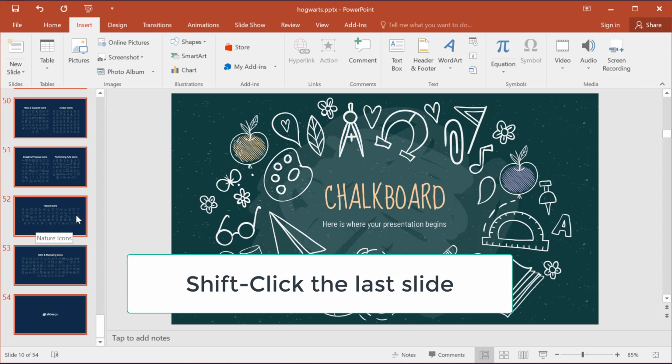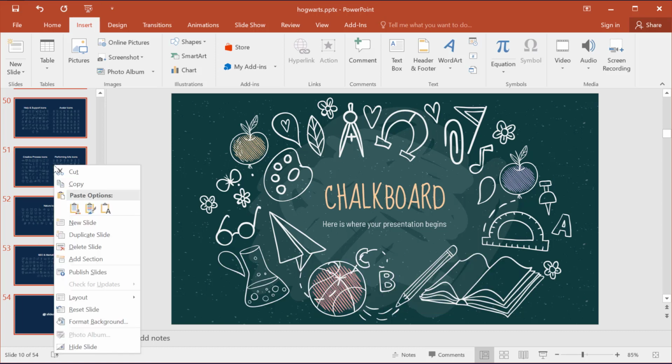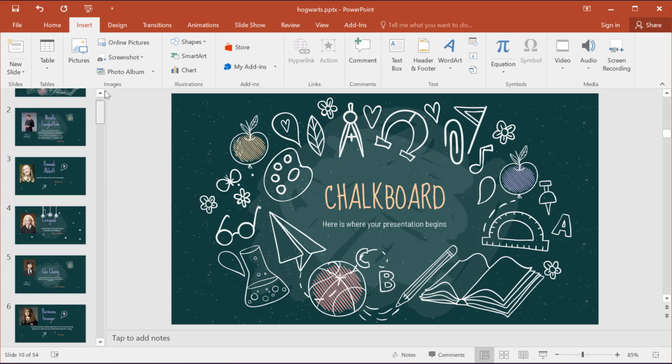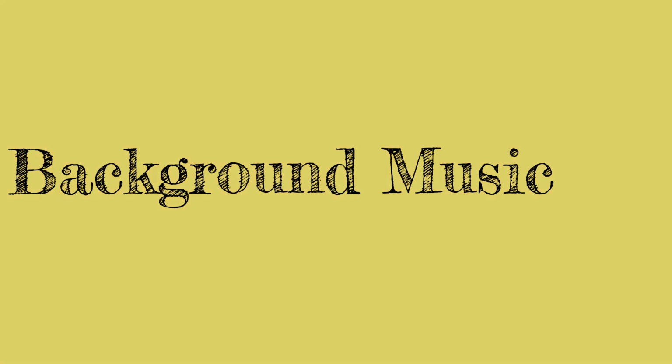That tells us that they're selected. Right click on any of them and then select Hide Slide. And now you're going to see that all of these become hidden. That means it won't be included in our final slideshow presentation.